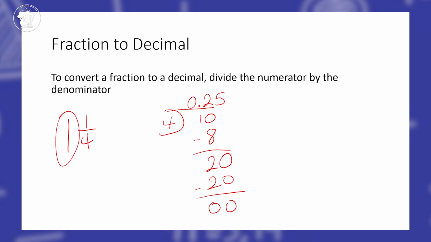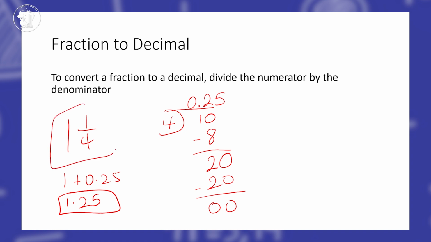And of course, we have the whole number 1 here, so we just add that 1 to it. So this will become 1 plus 0.25, which is simply 1.25. So 1 and 1 over 4 to a decimal would be 1.25. And that's one way to do it.